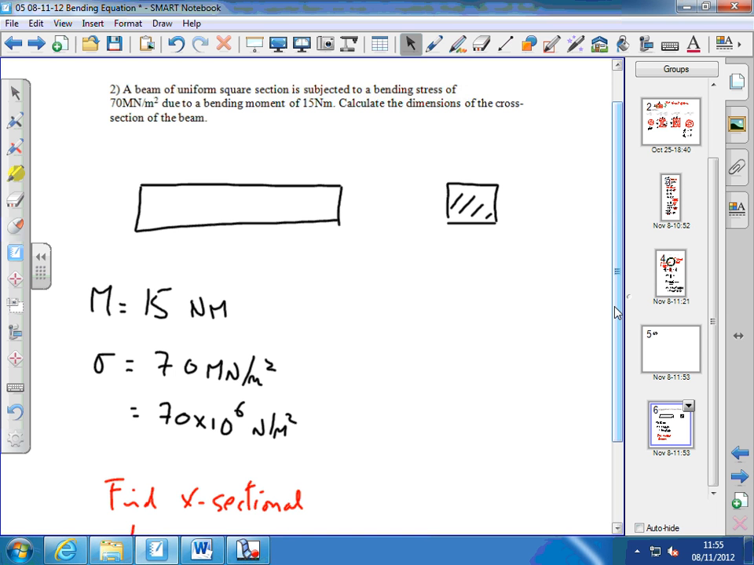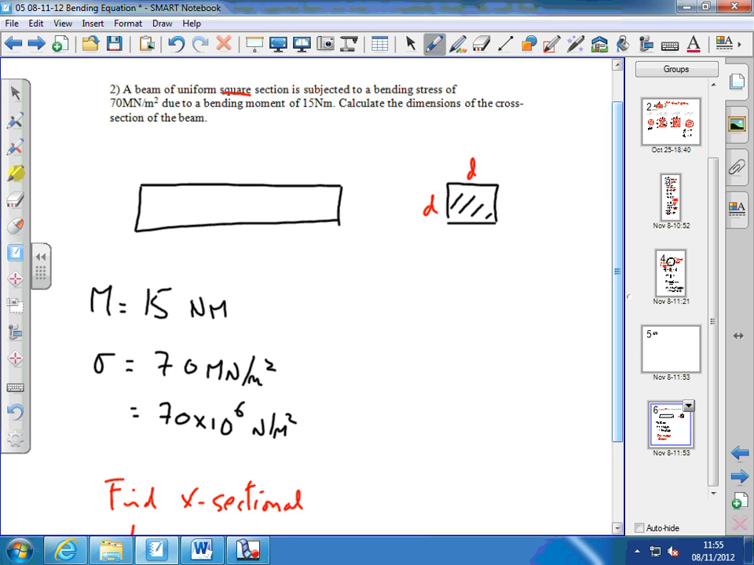The first thing is to recognise that because it's a square section, B and D, we can call them both D, which helps. B is the same as D because it's a square section.